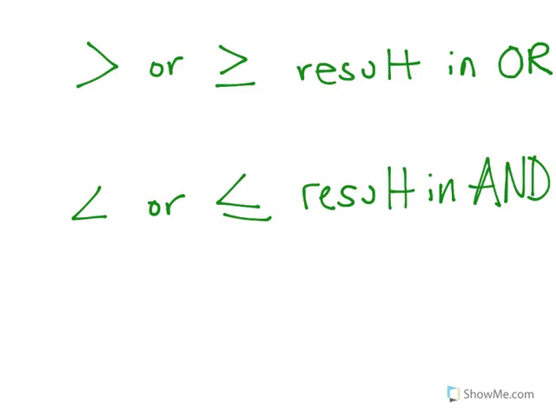So these two examples of inequalities show us that greater than or greater than or equal to will result in an OR compound inequality, and the less than or less than or equal to results in an AND compound inequality.